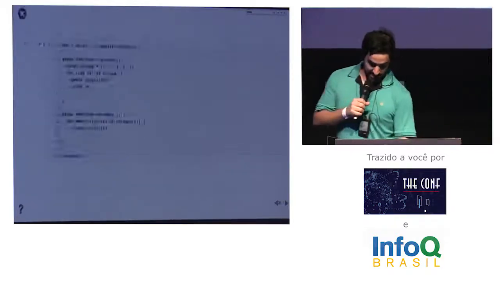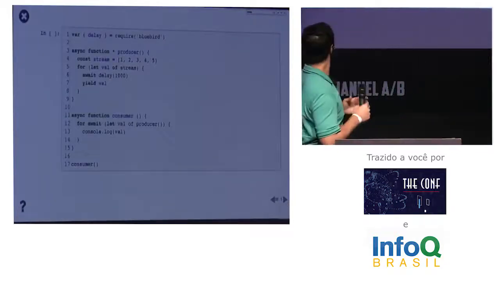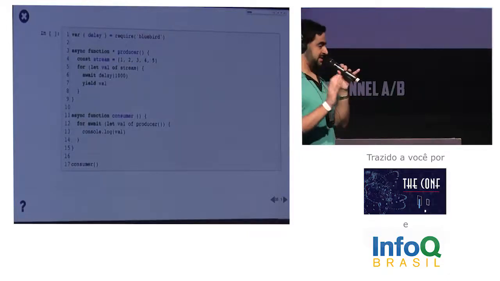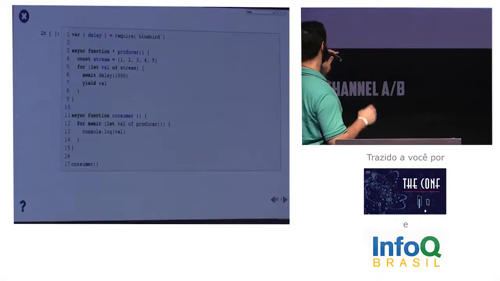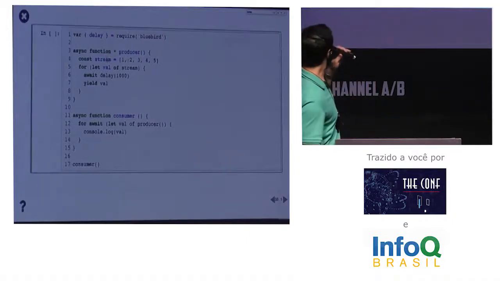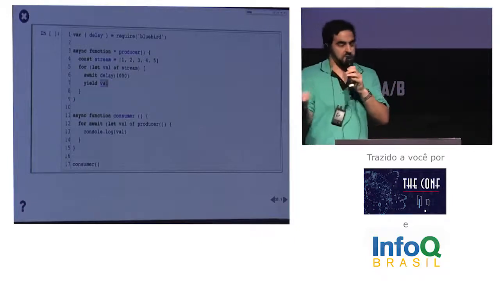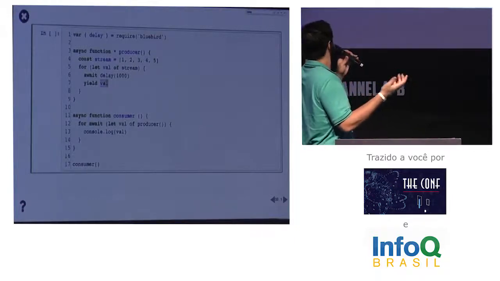In this proposal, we have a producer and a consumer. This is just a really simple example, just so we can get straight to the point. In the producer, we have a stream of values. For each value in the stream, we wait a specific amount of time, and we yield the value. This could go on forever, or you could stop anytime.